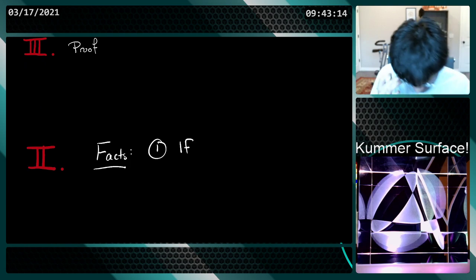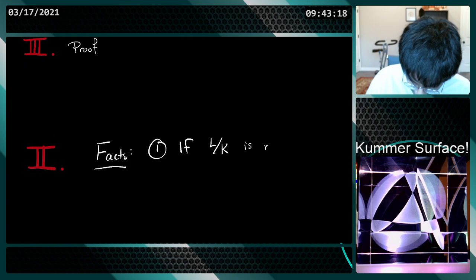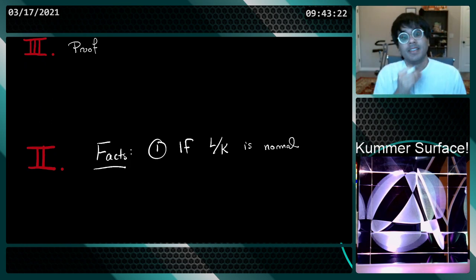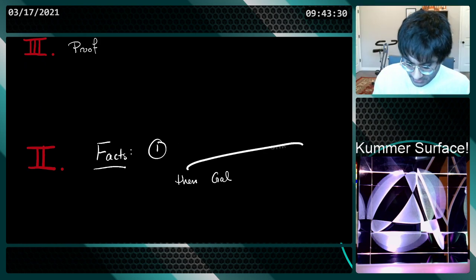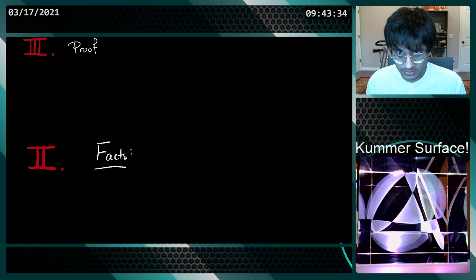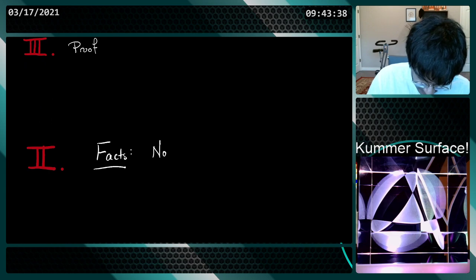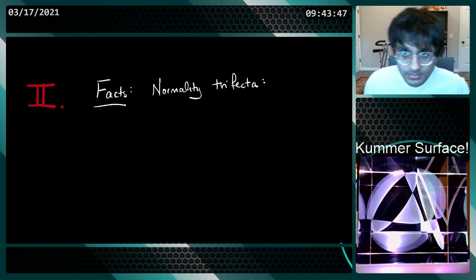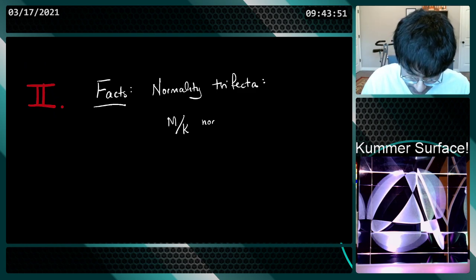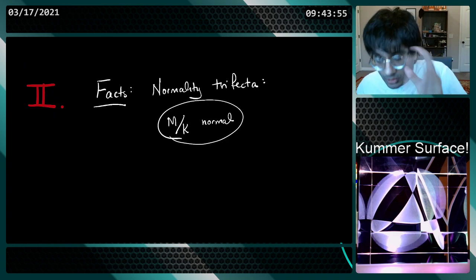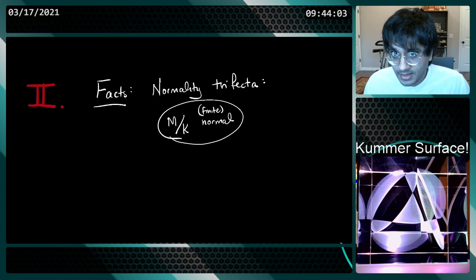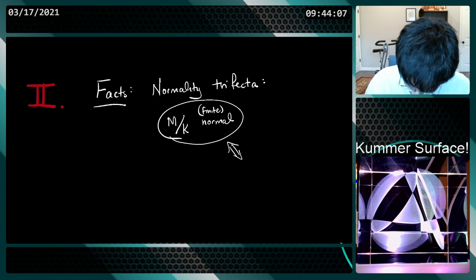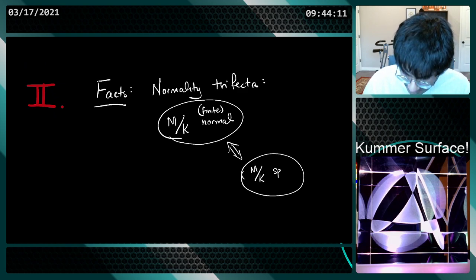1. If L over K is normal, then, okay, no. Let me write down the normality trifecta triangle. Ready? Okay. A field extension is normal, finite and normal. Finite. The only things we're working with are finite extensions. I'm not going to mention it anymore. If and only if it is a splitting field.